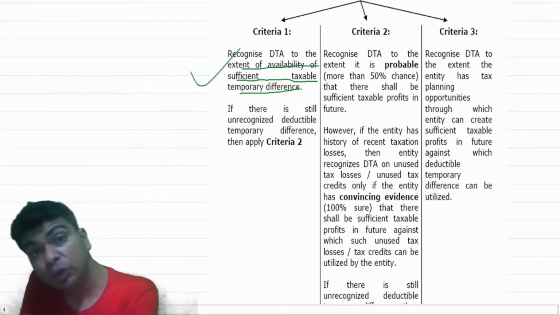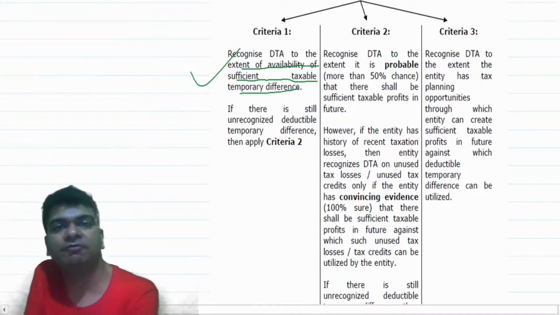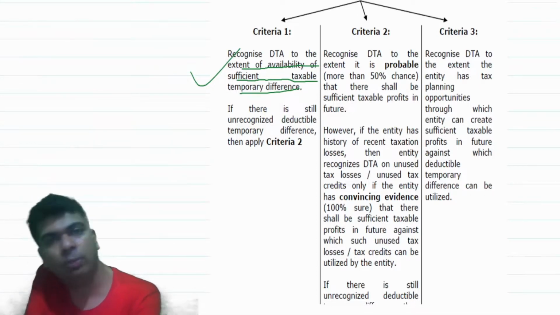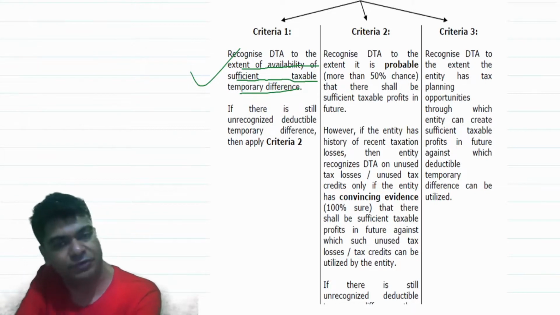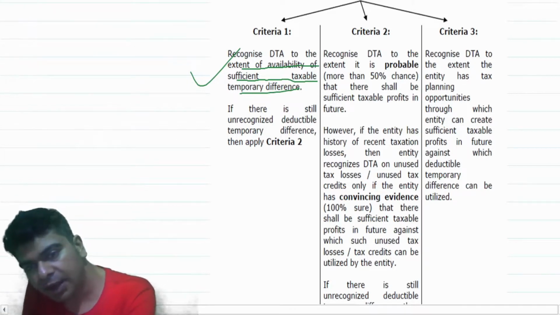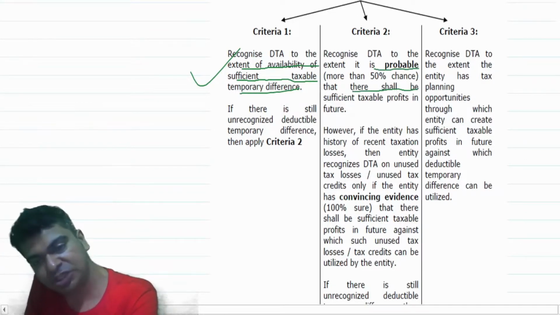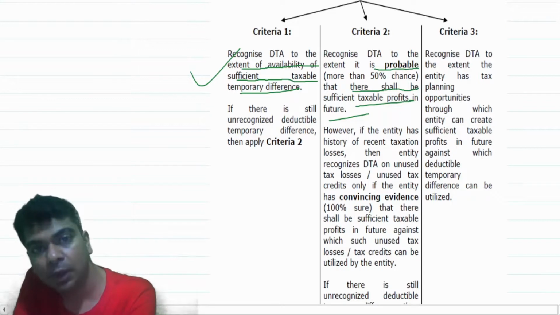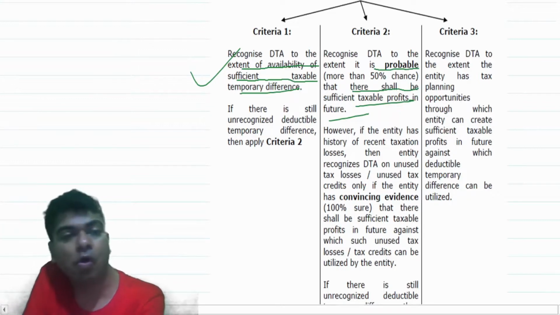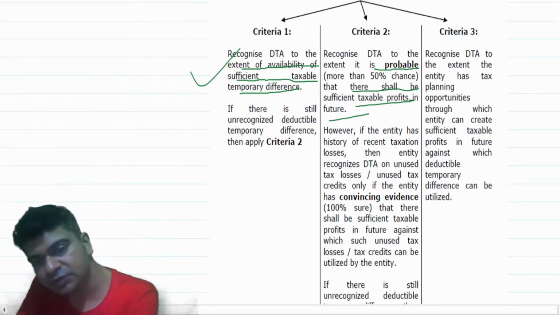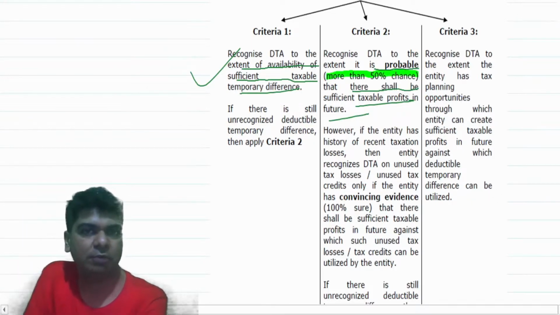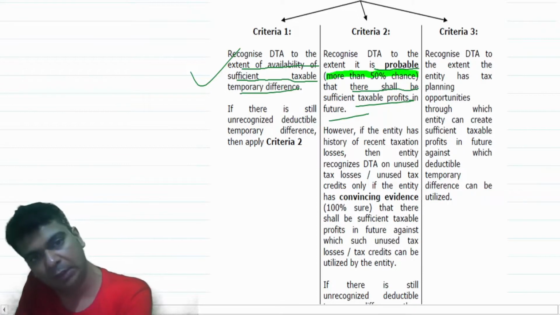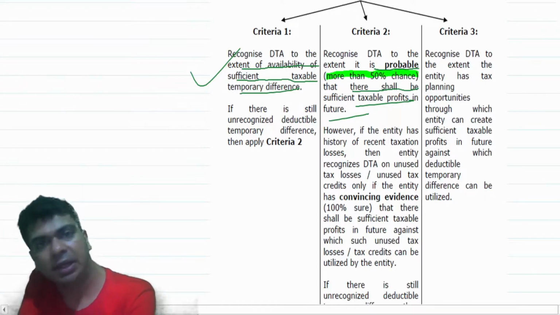Criteria 2, you are saying that I will save tax. So if you have sufficient taxable income in future, you will have to pay tax on it, and that tax can be saved through the deductible temporary difference. So that's the second criteria. Recognize DTA to the extent it is probable that there shall be sufficient taxable profits in future. By probable, we mean more than 50% chance, or more than 50% sure. You are more than 50% sure that there will be sufficient taxable income in future. Please go ahead and recognize the DTA.